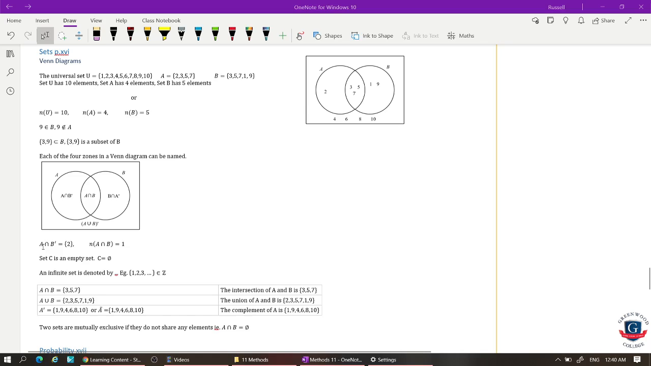Now in this case, A and not B, what's in A but not in B, is 2. And the number of elements, no, that's not right. The number of elements in the intersection of A and B is actually 3.